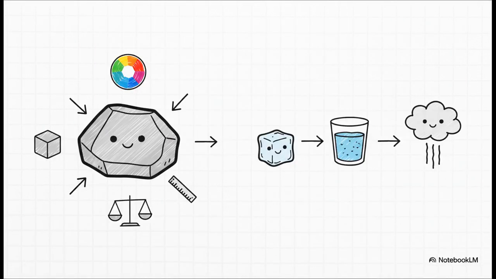And here are some classic examples. You can describe a rock's color or its shape, but it's still a rock. You can measure its mass or density, still a rock. And think about an ice cube. Yeah, it looks and feels totally different from liquid water, but we all know it's just frozen H2O. Its state changed, but its identity didn't. These are all physical properties.